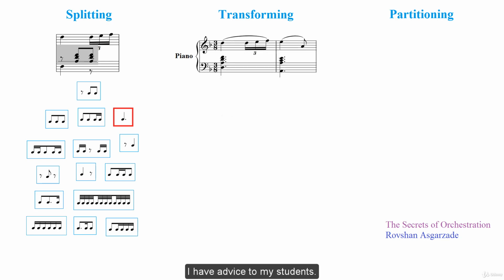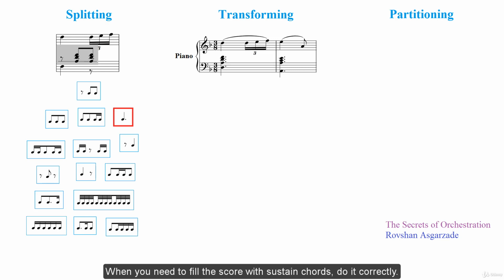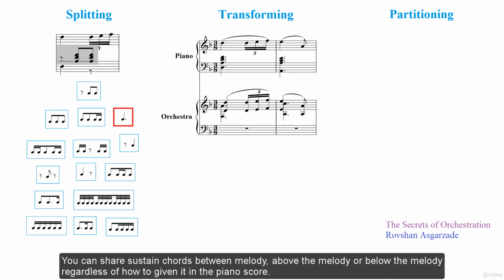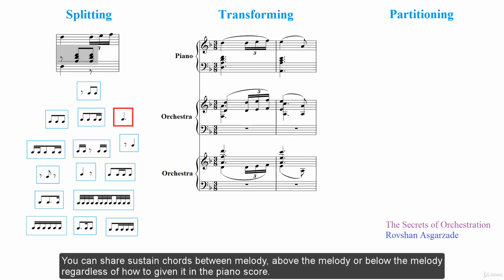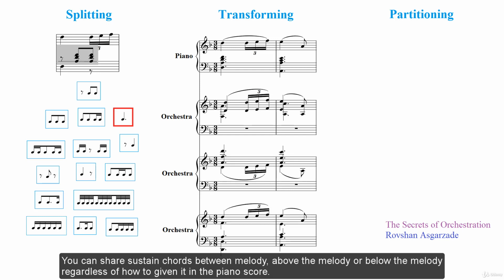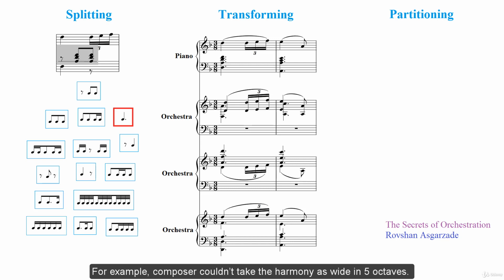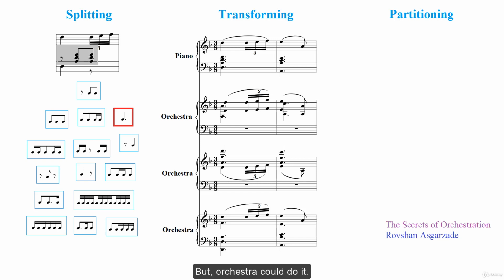I have advised my students, when you need to fill the score with sustained chords, do it correctly. All your hard work is to get a clear sounding of the main melody. You can share the sustained chord between the melody, above the melody, or below the melody, regardless of how it is given in the piano score. Because a composer couldn't present all of his orchestral ideas in the piano score depending on piano playing techniques. For example, a composer couldn't take the harmony as wide as 5 octaves, but an orchestra could do it.